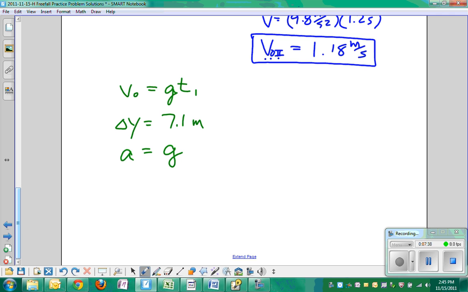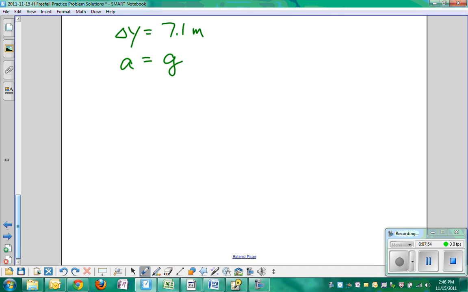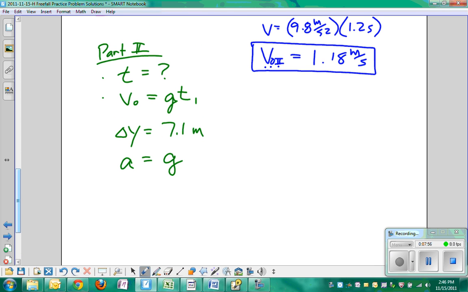And what else do we know? We know we're trying to find the amount of time. All right, so this is for part 2, or case 2, we called it up at the beginning. Now given the things we have here, we have all the stuff we need to use the meat grinder equation, and so we know that delta y is equal to v naught t plus 1/2 g t squared. Again, it's plus because we're taking downward to be positive.